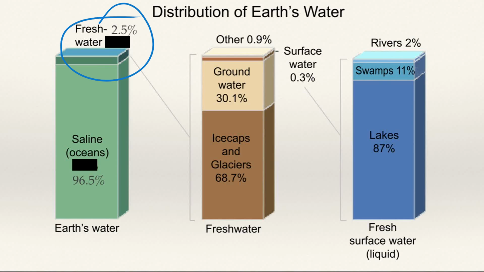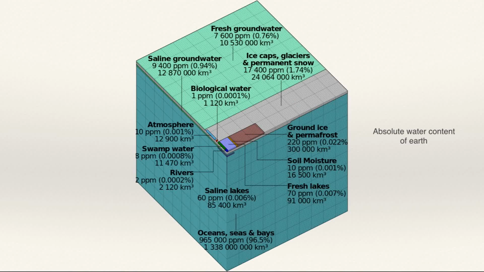And out of that, mainly the 2.5% fresh water is ice caps and glaciers and groundwater, and the surface water is again divided into lakes, swamps and rivers. This is just 0.3%. So here you can see the largest cube is basically the oceans, again 96.5%. Then you have the ground ice, which is 0.02% here. Fresh groundwater is 0.76%, the ice caps and glaciers 1.74%, and 0.9% is saline groundwater. The biological water in entire humanity and all the animals and plants and everything is just 0.00001%, this small red dot.